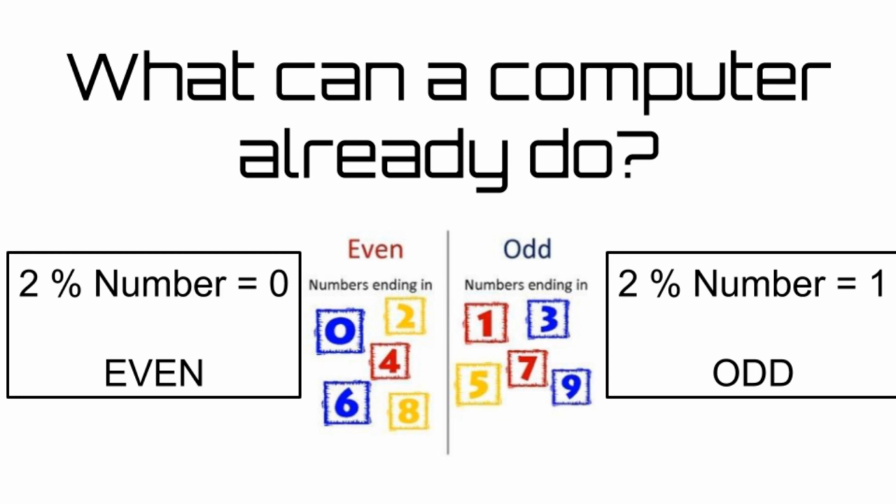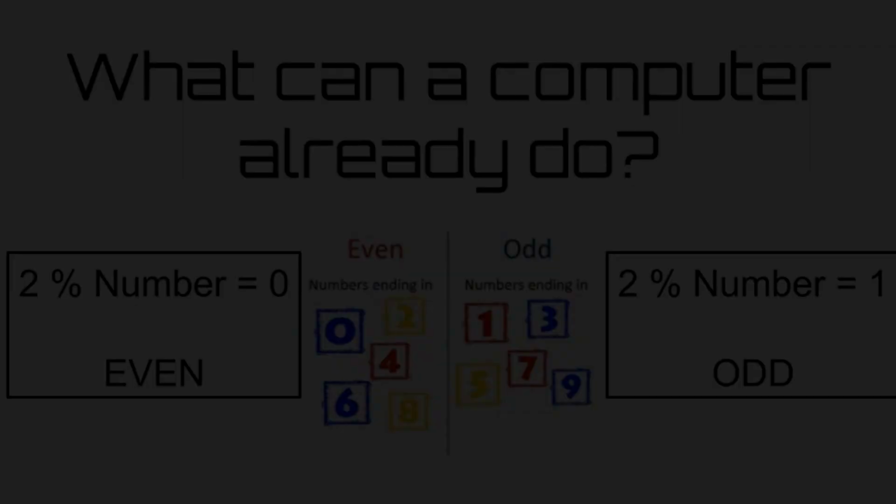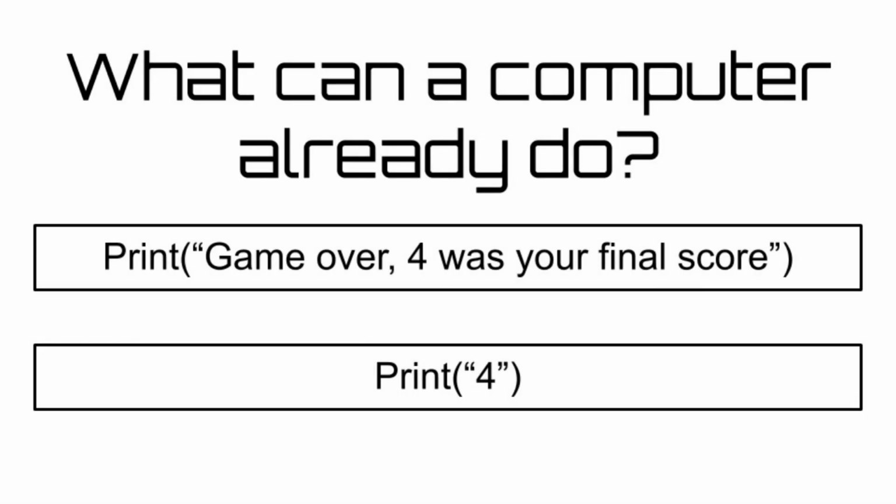Not only can our computers work with numbers, but also strings. In the last episode, we talked about printing strings to the console, but let's say we're making a game and we wanted to print out the statement, "Game over, 4 was your final score." Now, while you are able to print out numbers encased in a string, such as if we were to do print "4", in some cases it would be more useful to print out the actual integer value, especially in the case of a game where the score can change every time.